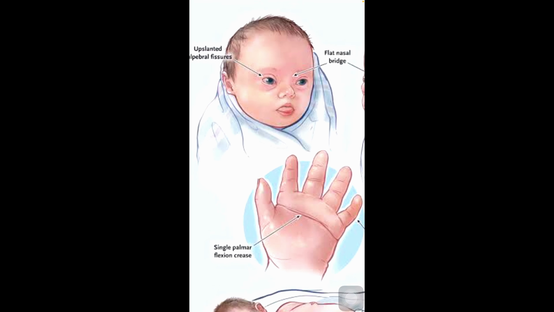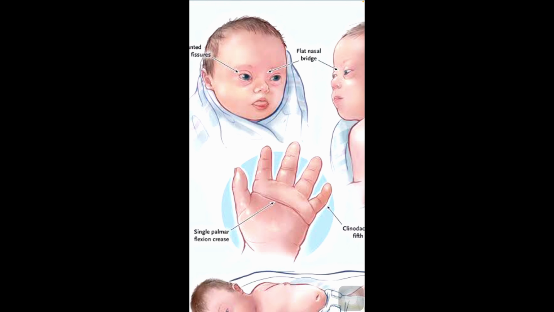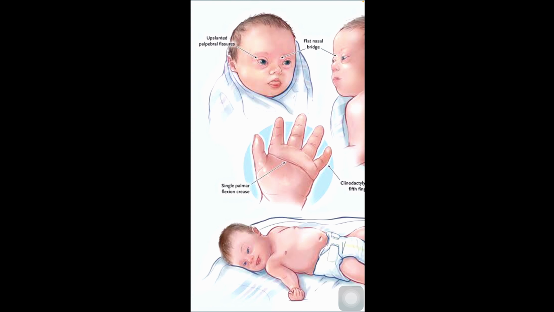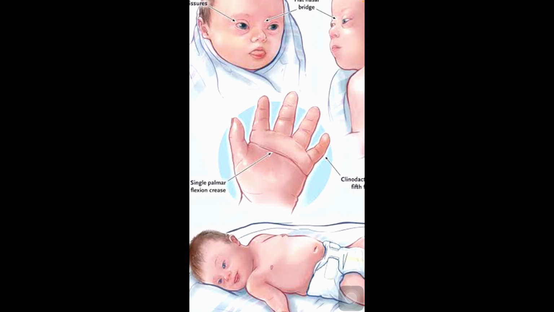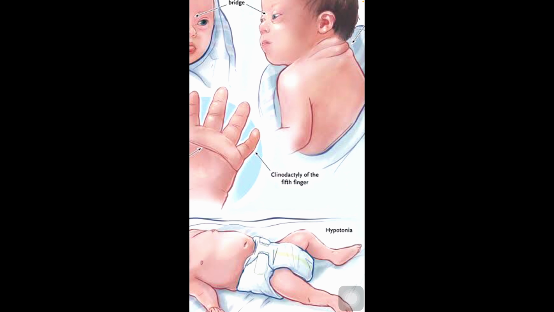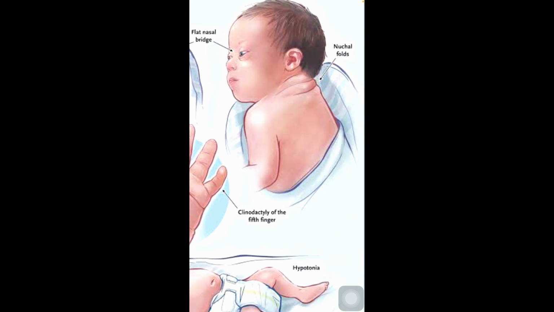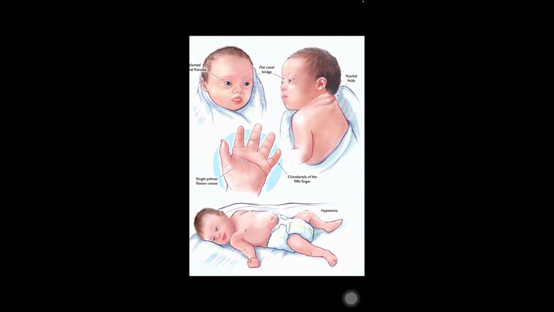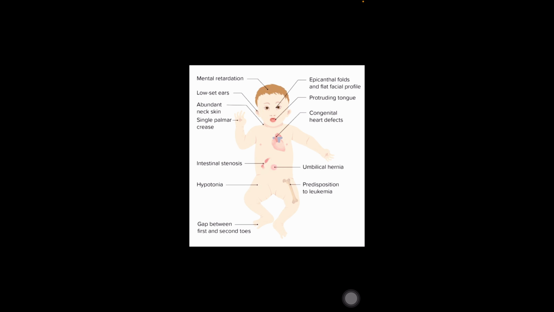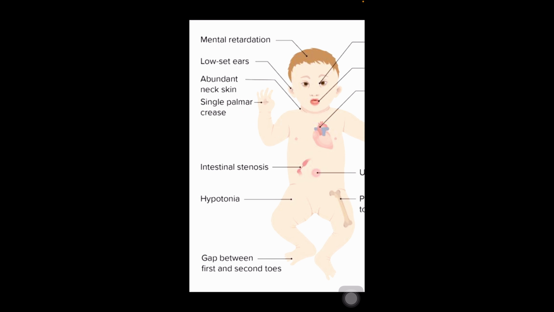Okay, so let's see. This baby has an upslanted palpebral fissure, like they said in the question, and a flat nasal bridge. Okay, also have a single palmar crease. Sometimes they may have two, called the simian crease. Clinodactyly of the fifth finger is like a bent finger. It's bent as a result of bone deformity. Also, they have nuchal folds at the back of the neck, and they also have a short neck and hypotonia. Okay, so you can look at this: mental retardation, low set ears, abundant skin on the neck. That's the nuchal folds.